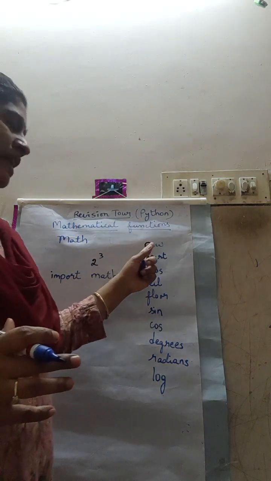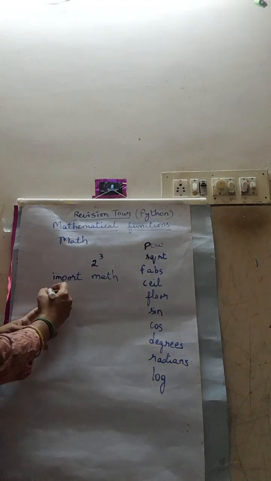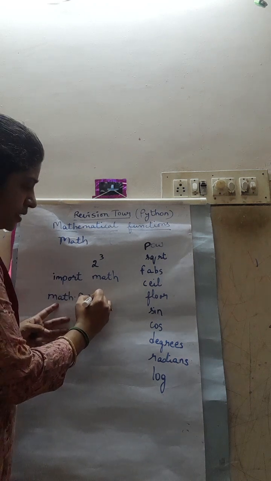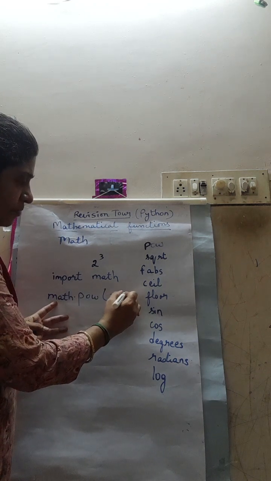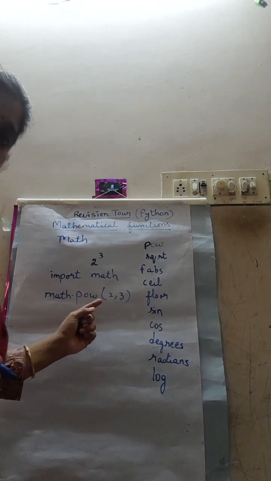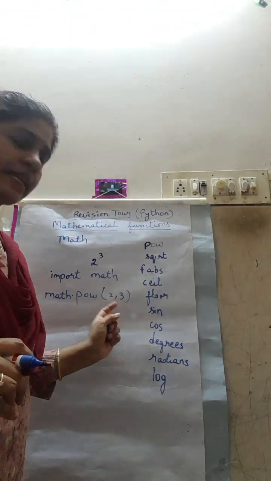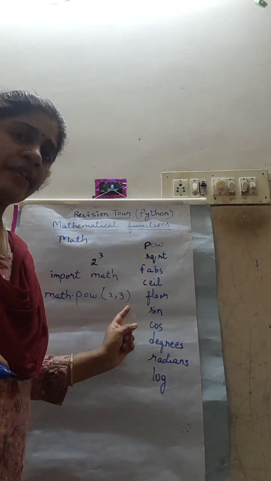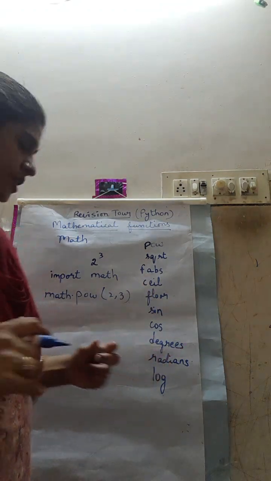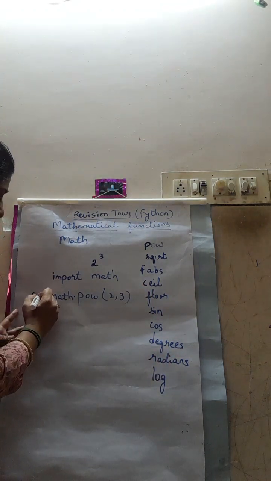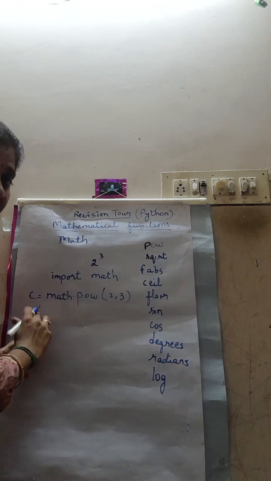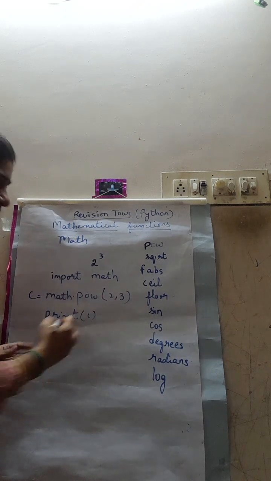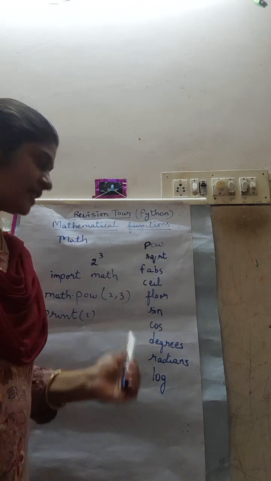Then suppose if I want to use the power function, I can write math dot power 2, 3, that is 2 raised to 3. This is the base, and this one is the exponent. This function will return you 8, which you can print directly, or you can store it in a variable. I am storing it in variable C, and I can write print C. So this is about the power function.